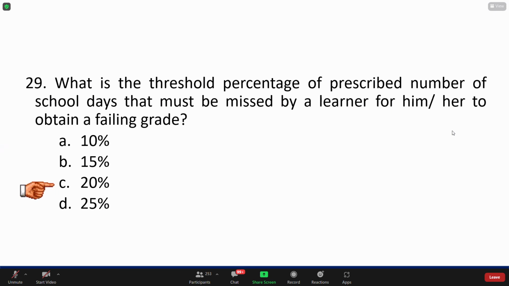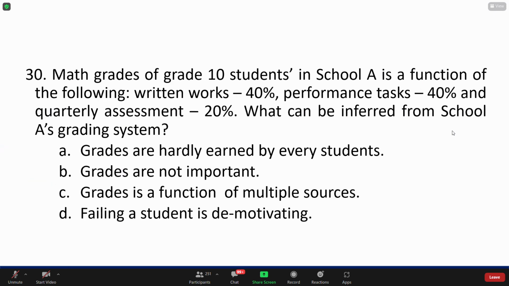So kung 200 ang school days, umabsent ng estudyante natin ng 40, okay? So, pwede na siya automatically mag-receive ng failing grade. As simple as that. Okay? And then the last question, number 30. Anyone? Any volunteer? Ayan, Mr. John Dem Santos. Mr. John Dem? Yes, good afternoon po. Good afternoon.